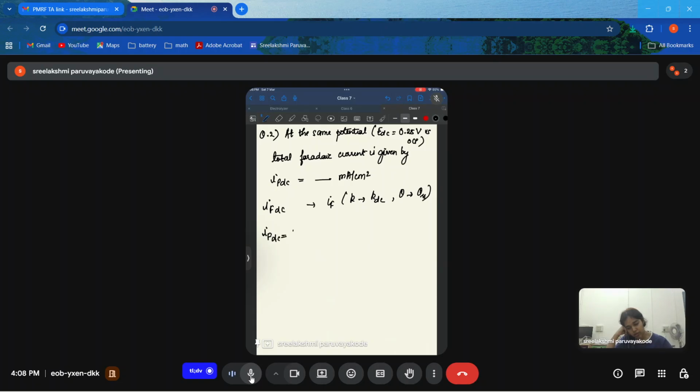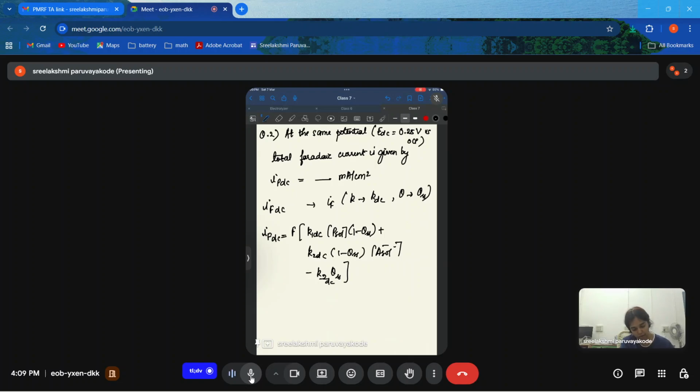So IF DC equal to F into K1 DC P solution 1 minus theta SS plus K2 DC 1 minus theta SS A solution minus K minus 2 theta SS. Yeah, so this is the expression.